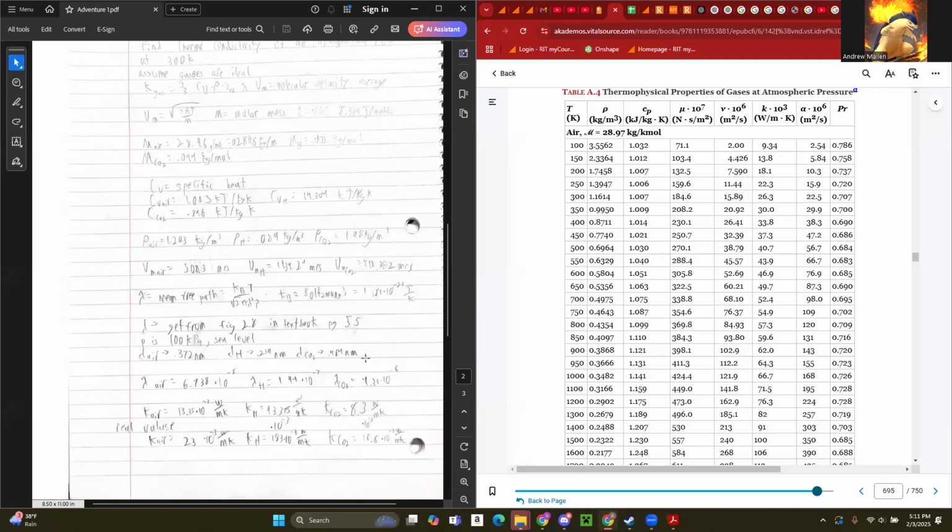But this is just the general process, and very rarely is anyone going to need to determine the conduction coefficient of a gas when we can just very easily use the table, but it's always good to know how to do that. And so that's it for this problem.